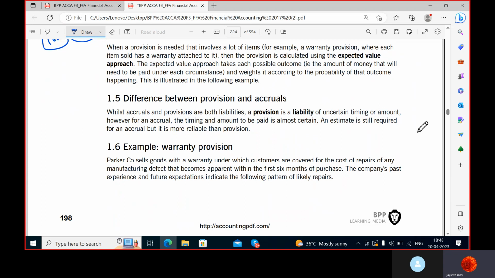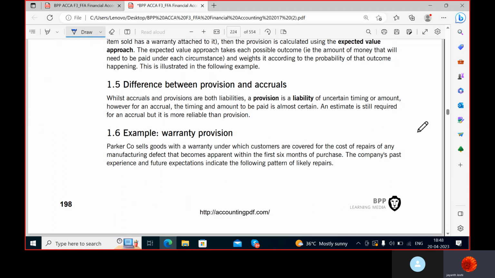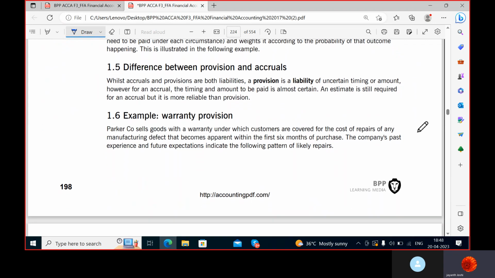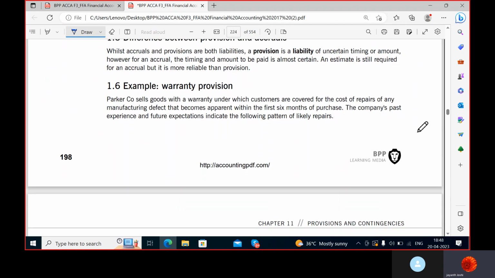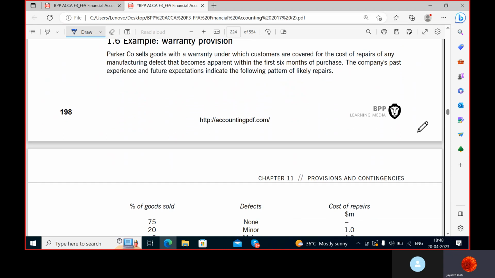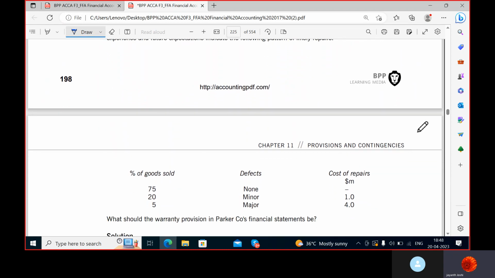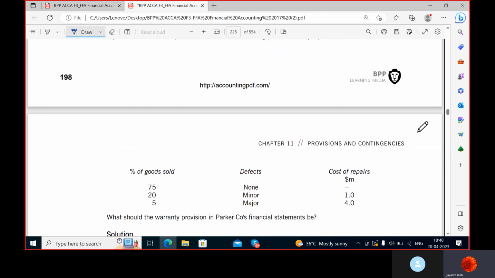First, I'll tell you the example and then we'll discuss the difference between provisions and accruals. Parker company sells goods with a warranty under which customers are covered for the cost of repairs of any manufacturing defect that becomes apparent within the first 6 months of purchase. Past experience and future expectations indicate the following patterns of likely repairs. In 75% of Parker company's goods, there is no defect. That means no cost.